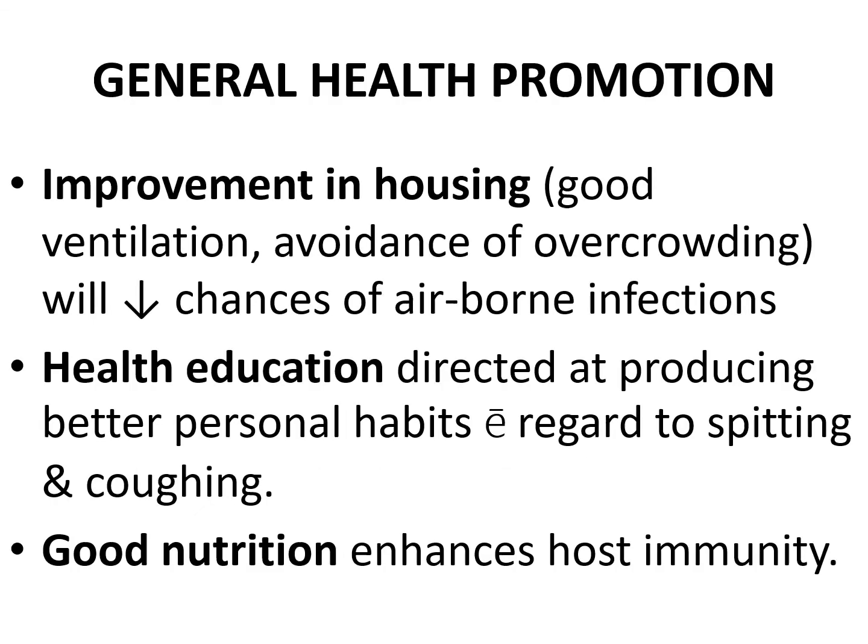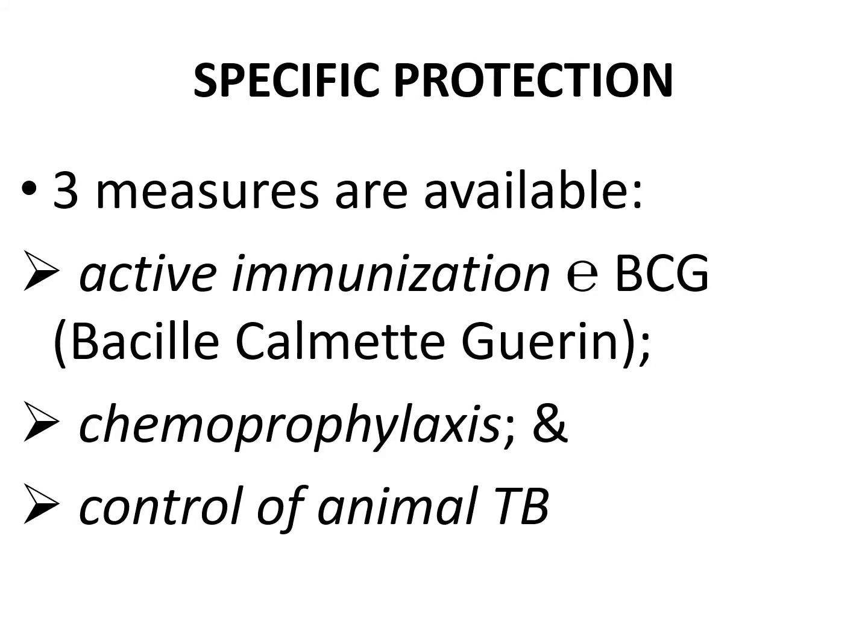Prevention and control: general health promotion, improvement in housing by good ventilation, and avoidance of overcrowding will decrease chances of airborne infections. Health education is directed at producing better personal habits with regard to spitting and coughing. Good nutrition enhances host immunity. Specific protection: 3 measures are available: active immunization, chemoprophylaxis, and control of animal TB.